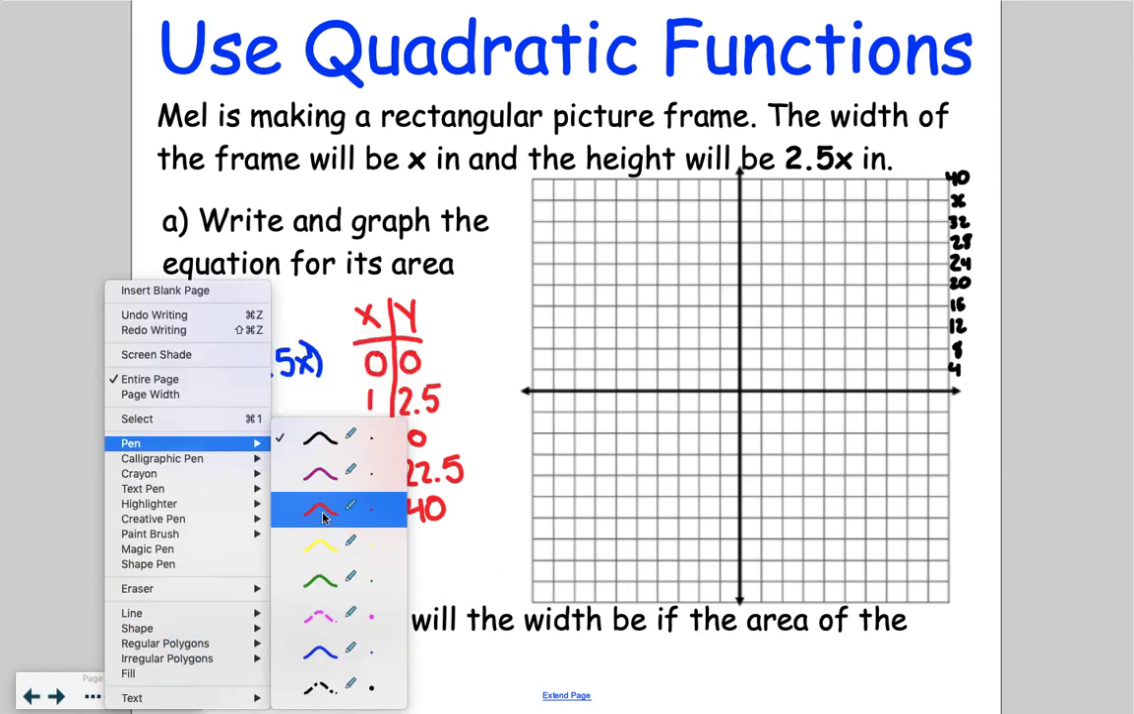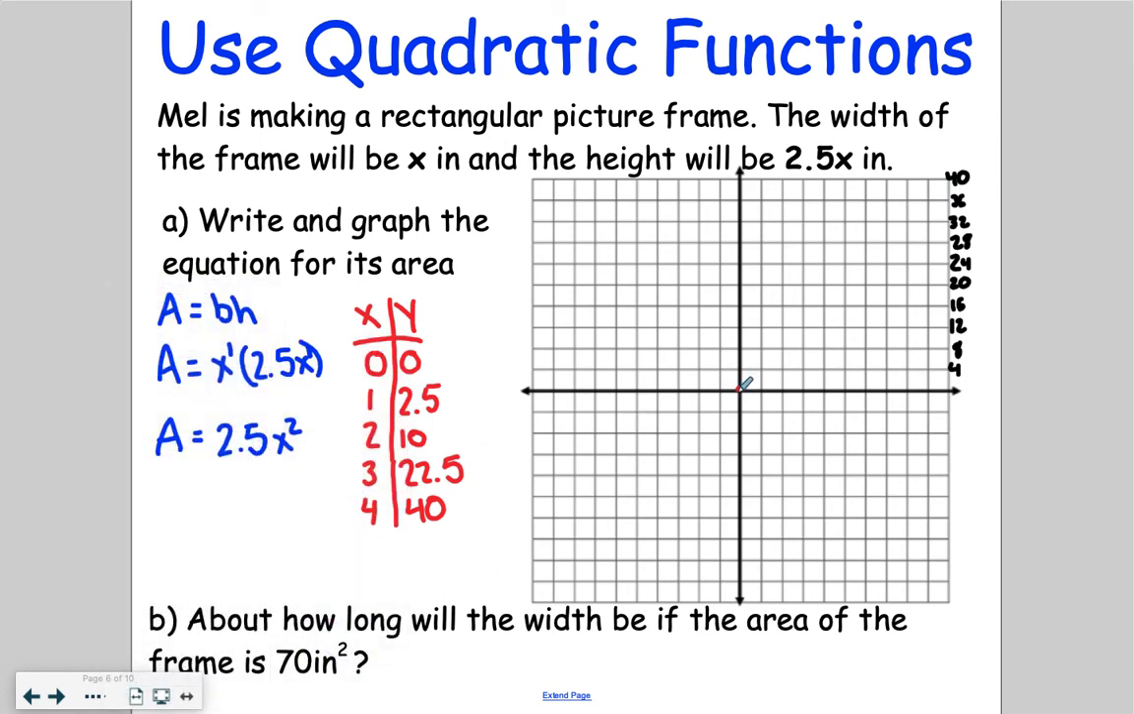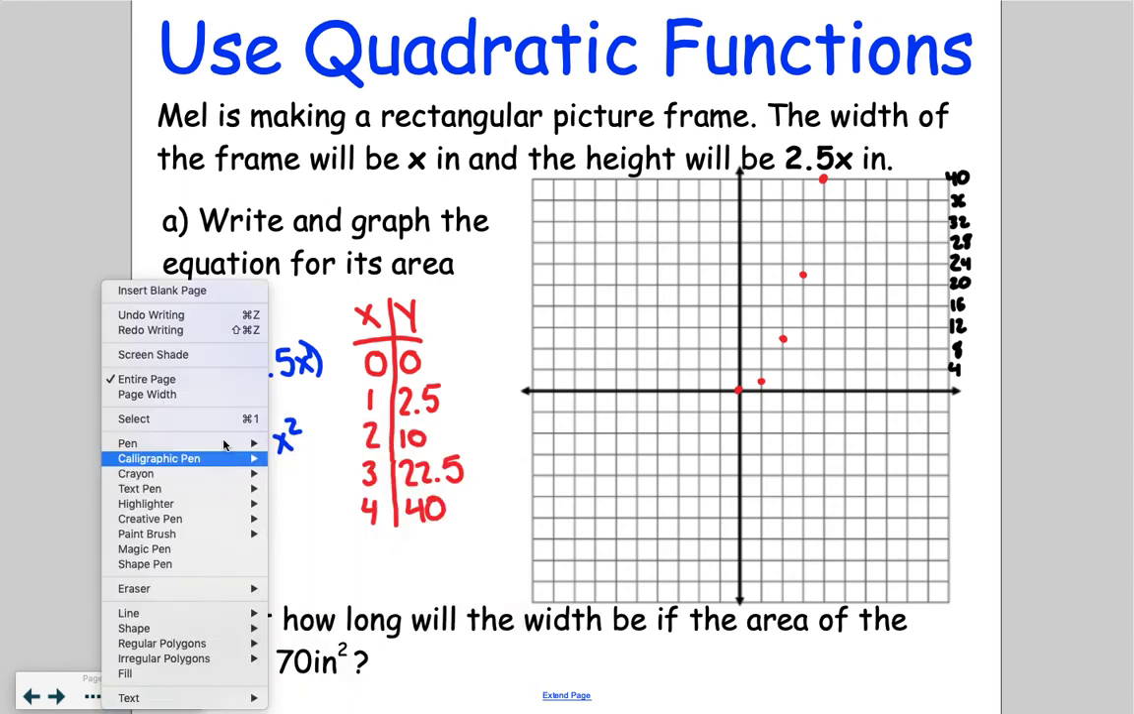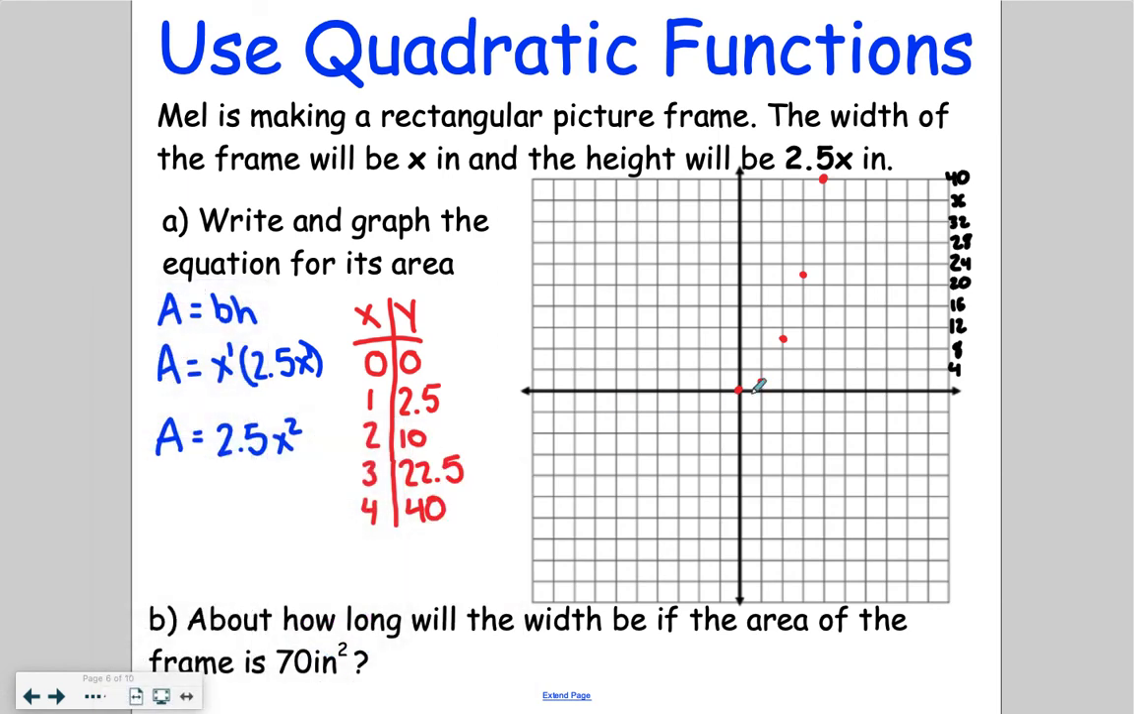So I'm going to go ahead and start with 0, 0. Then I've got 1, 2.5, so that's going to be somewhere in the middle here. 2, 10 is going to be right in the middle of 8 and 12. 3, 22.5, so that's going to be in the middle of 20 and 24. And then 4, 40. So you can see right now we only have half of that curve, which is completely fine. That other half would be if we were allowed to have negative widths, but we're not, so we only have half of the curve right now.